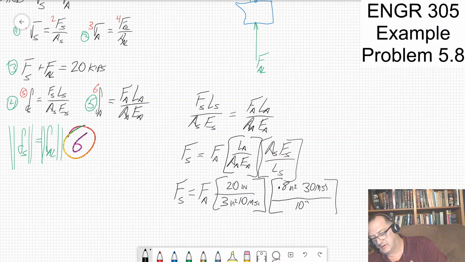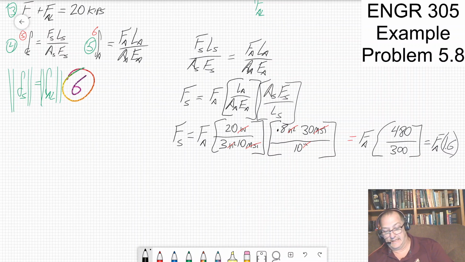Now, obviously, all the units cancel. This inch cancels with that inch. MSI cancels with that one. Inches squared cancels with that. So we just got to run the numbers. Hold on a sec. Let me do that. So that gave me that force of the steel is equal to all the way to the end here.